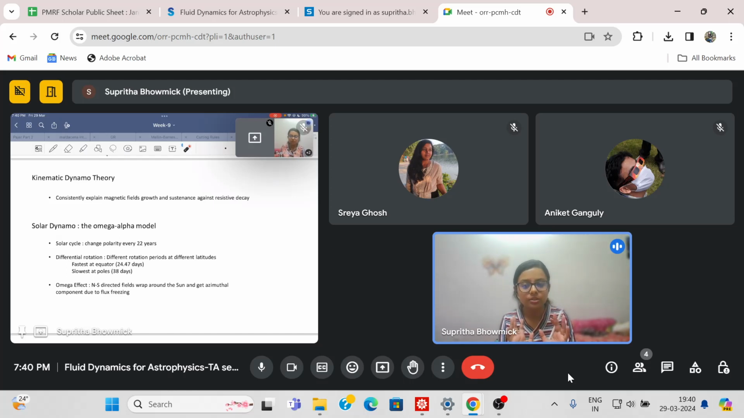So let's go step by step. One of the main ingredients in explaining this is the differential rotation of the sun. What does this mean? This means that the rotation periods at the equator and at the poles are different for the sun. At the equator, it's about 24 days. At the poles, it is about 38 days. Right. So what does that mean?